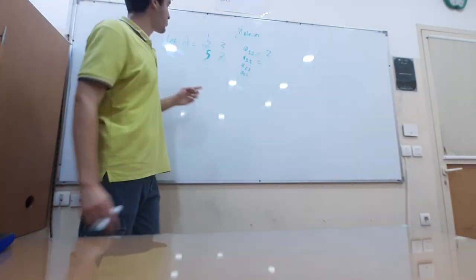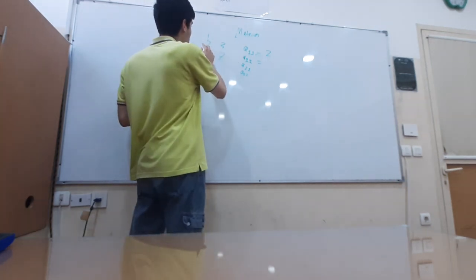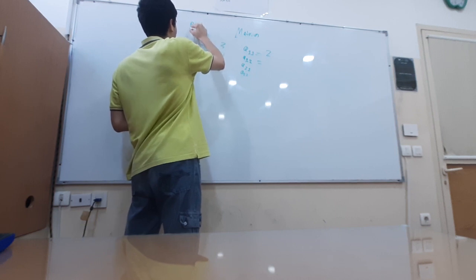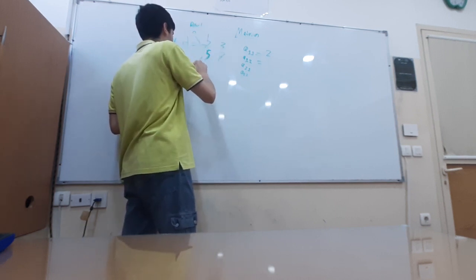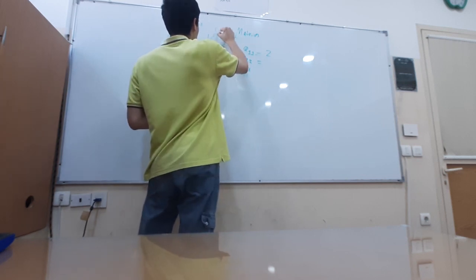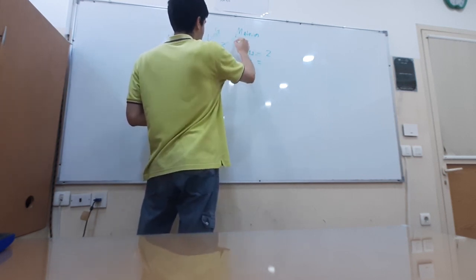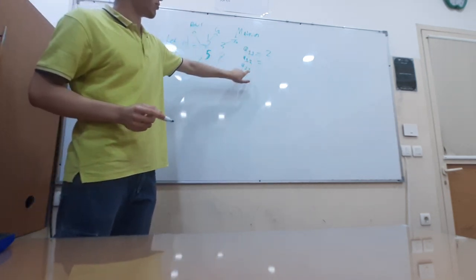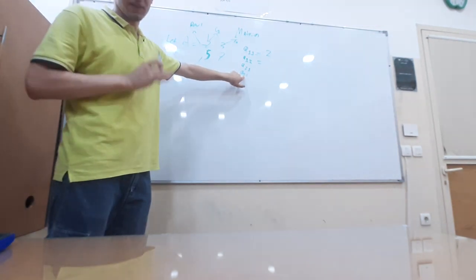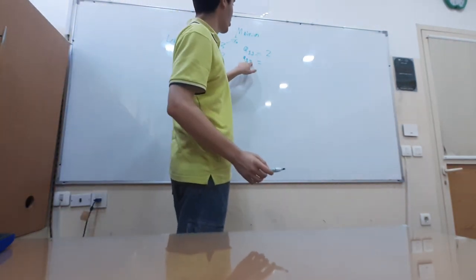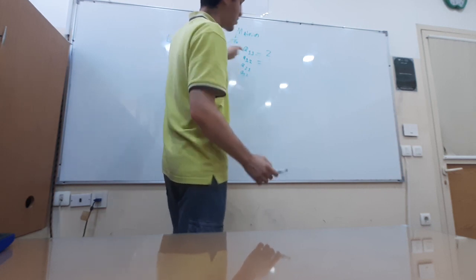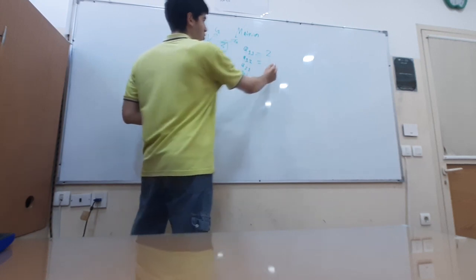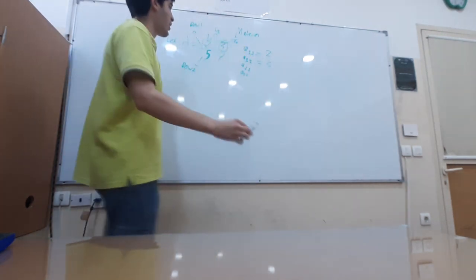Now, what's A12? Simply, how do you find it? It's row 1. This is row 1, this is row 2, this is column 1, and this is column 2. So row and column: the first one on the left is the row, and the second is the column. So row 1, column 2. This is row 1, and this is column 2. So A12 is 3.